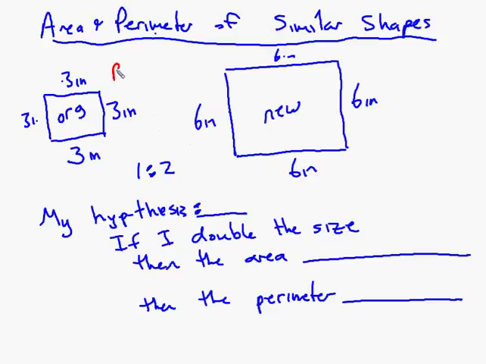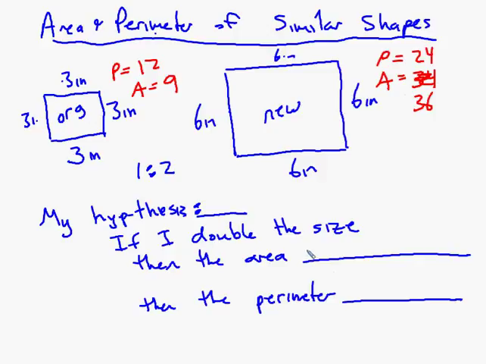So what's the perimeter of the first shape? 12. And what's the area of the first shape? 9. Okay? And what's the perimeter of the new shape? 24. And what's the area of the new shape? 36. Okay.